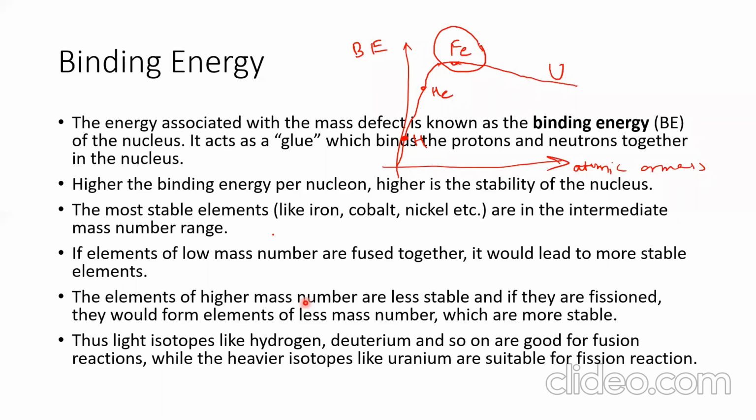But if we consider the heavy elements, to come to stability, these elements may split. They may emit neutrons to come to stability. Means what? The lighter elements, if they want to approach stability, have to fuse together, whereas the heavier element has to split and emit neutrons to come to the stable region.